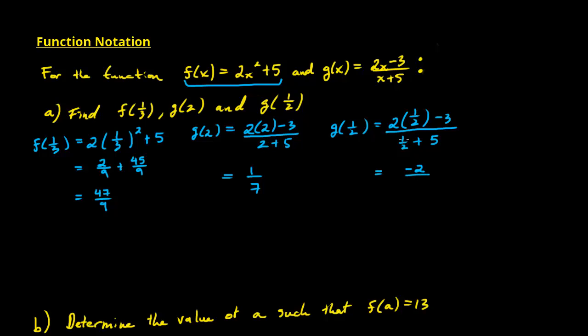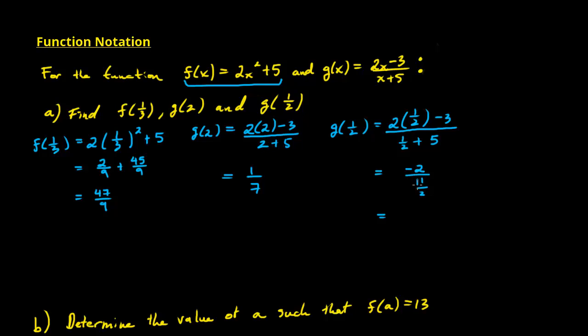In the denominator, I've got 1/2 plus 5. Well, 1/2 plus 5 is 5.5, but we want to rewrite this as a fraction. So 1/2 plus 5 is 5.5, and we can write this as 11 over 2. So we've got negative 2 divided by 11 over 2.